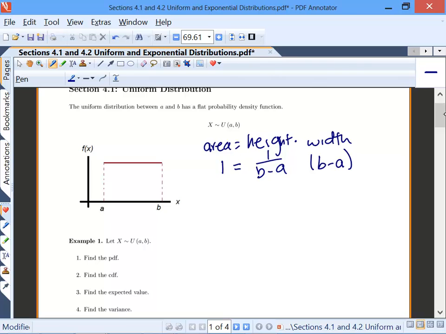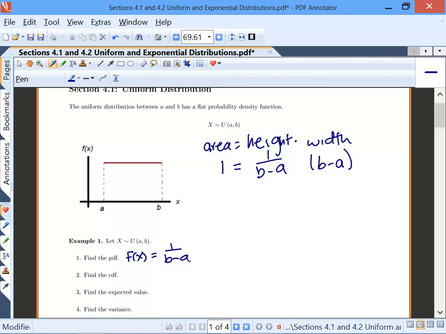And with all density curves, the density curve just describes the height at any point. So my PDF is going to be f of x equals 1 over B minus A. All we have to do is describe the height. The height is just this flat line that is 1 over B minus A.